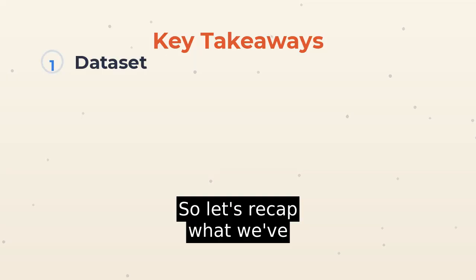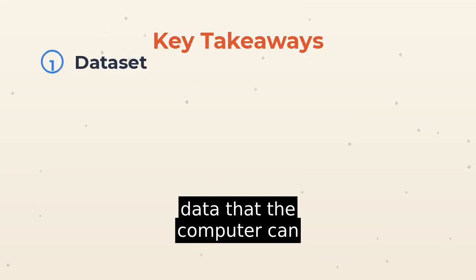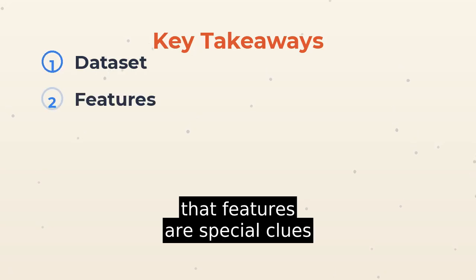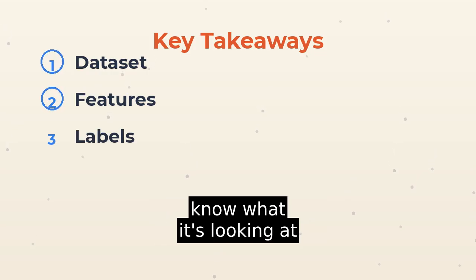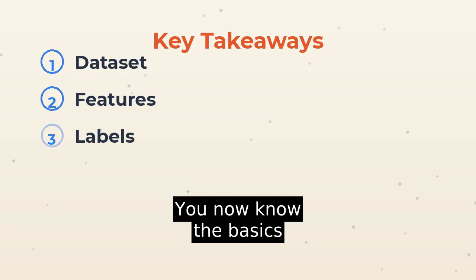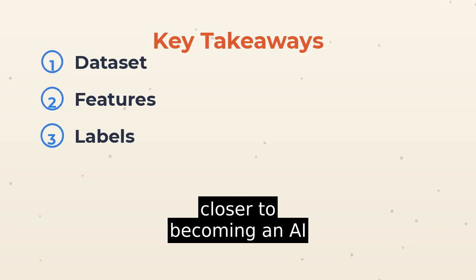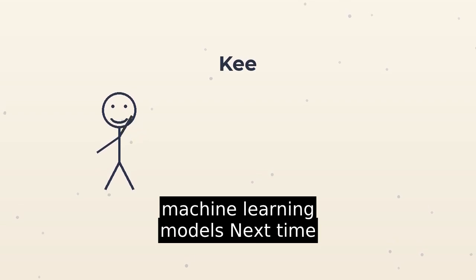So, let's recap what we've learned. We've learned that a dataset is a collection of data that the computer can use to learn. We've learned that features are special clues that the computer uses to recognize patterns. And we've learned that labels help the computer know what it's looking at. You now know the basics of how computers learn from data, and you're one step closer to becoming an AI expert. Keep practicing and soon you'll be creating your own machine learning models.